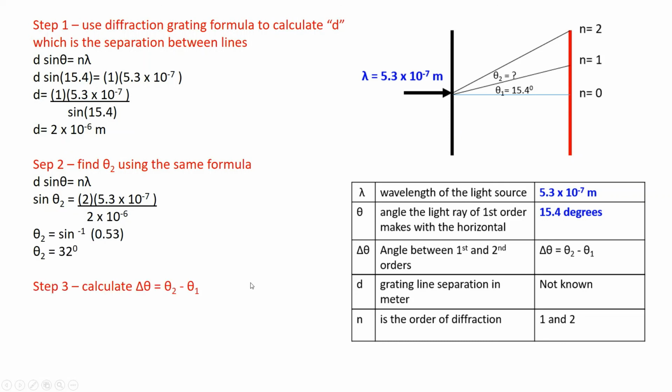The last step is to calculate the difference between both angles. Now we have the second order angle and the first order angle. So the difference is 16.7 degrees. That's the final answer.